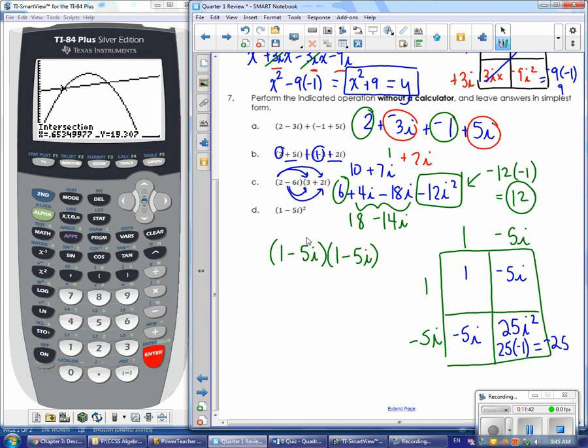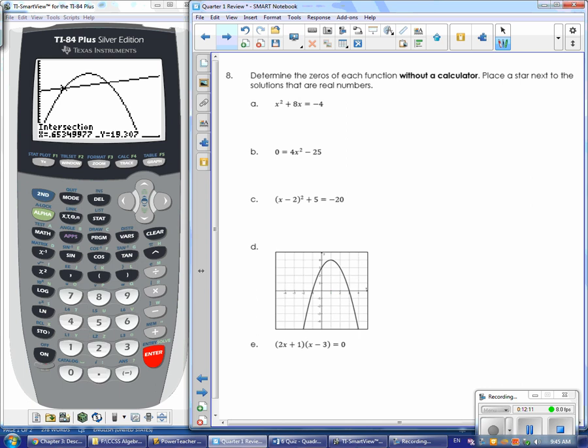And now I want to combine my like terms. So let's combine the real numbers first. The real numbers are 1 and negative 25. That's going to give me negative 24. The next thing I want to do is combine my imaginary parts. I've got negative 5i and negative 5i. These do not cancel. They would only cancel if one was positive and one was negative. So this leaves me with a negative 10i. So notice that my answer is still complex.